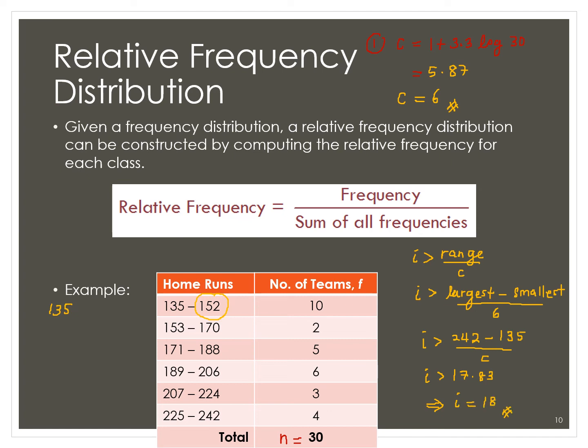So I will be the class width. In order to decide the upper limit of the first class, we will add 17 more to 135, and that's why we get 152. Kenapa kita tambah 17 sahaja? Sebab kelas width ni adalah bilangan daripada 135 sehingga 152.